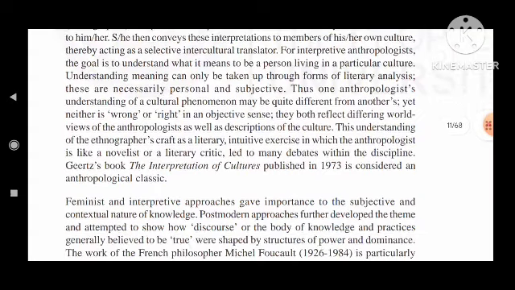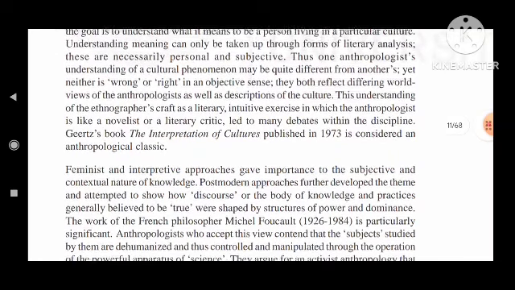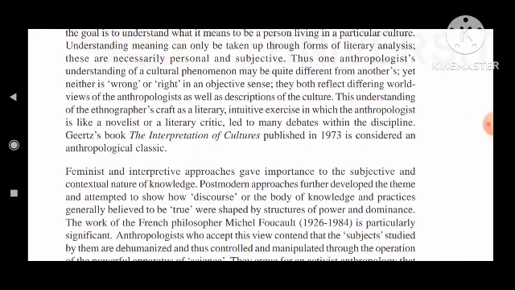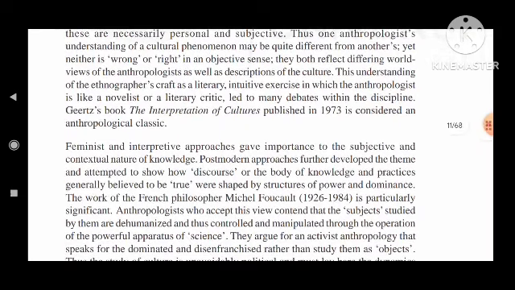For interpretive anthropologists, the goal is to understand what it means to be a person living in a particular culture. Understanding meaning can only be taken up through forms of literary analysis. These are necessarily personal and subjective. Thus, one anthropologist's understanding of a cultural phenomenon may be quite different from another's. Yet neither is wrong or right in an objective sense. They both reflect differing worldviews of anthropologists as well as description of the culture.